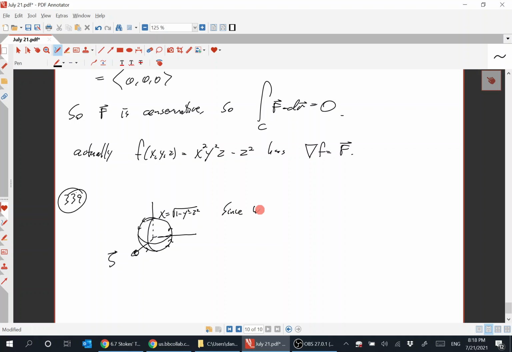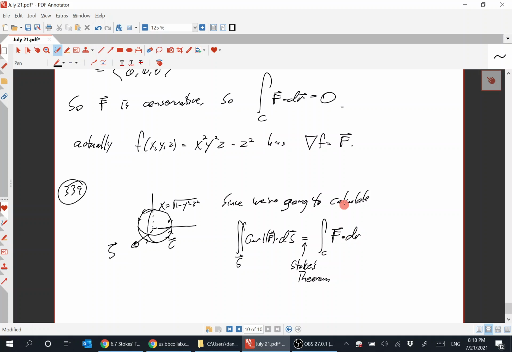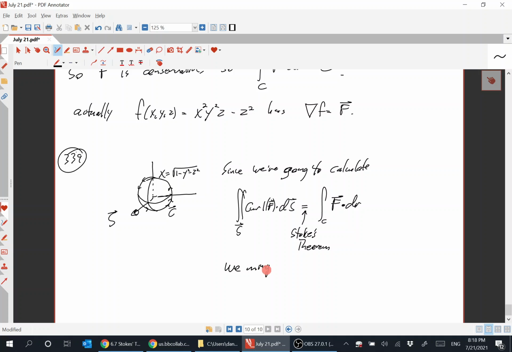Since we're calculating the flux integral across S of the curl of f dot dS, which is equal to, via Stokes' theorem, the line integral on C of f dot dr, we might as well take S equal to the disk of radius 1 in the YZ plane. Right, this is the YZ plane.